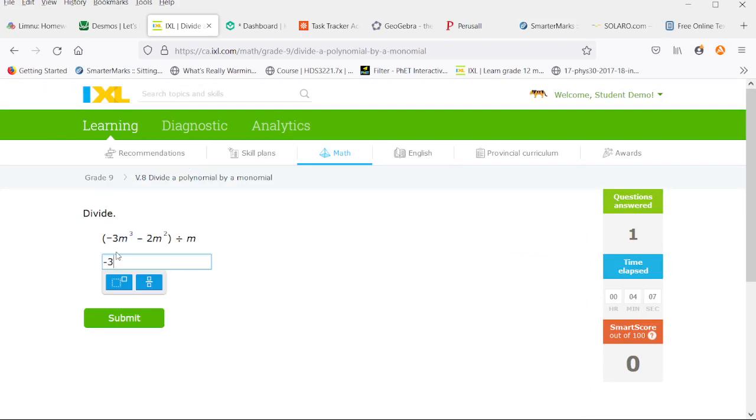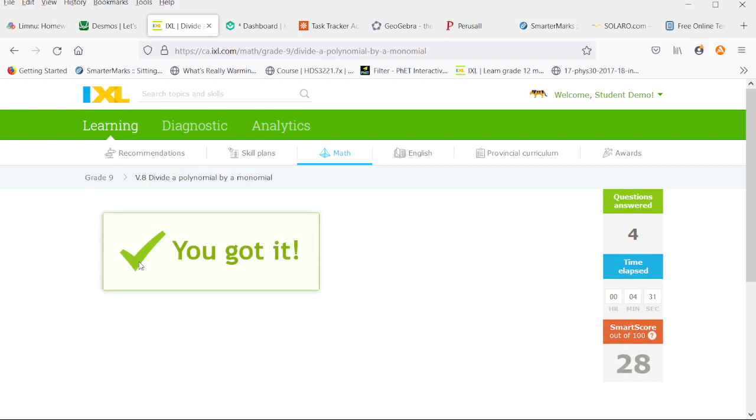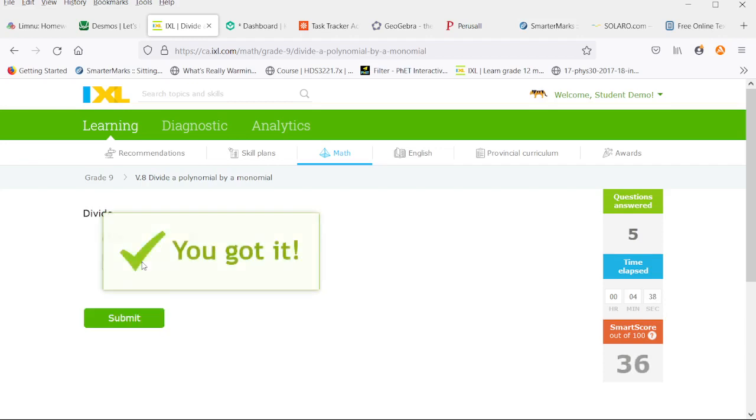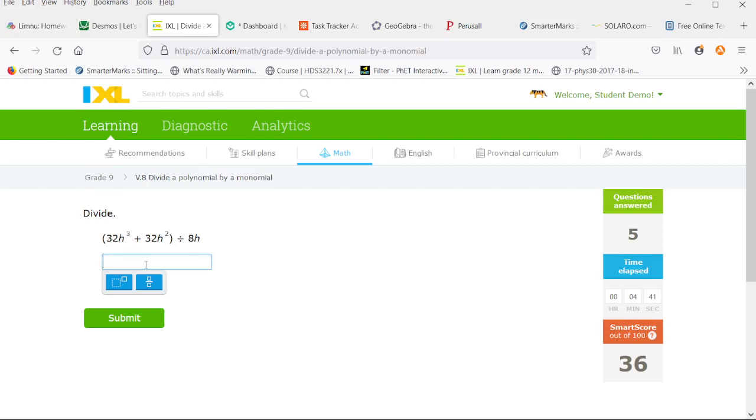Similarly here, we're going to have 3m squared minus 2m. 4g squared plus 7g. Negative 4a squared plus 10a. So as long as we only have exponent 1 in the denominator, we just drop the exponents of that variable by 1. Now here, our denominator has a coefficient.